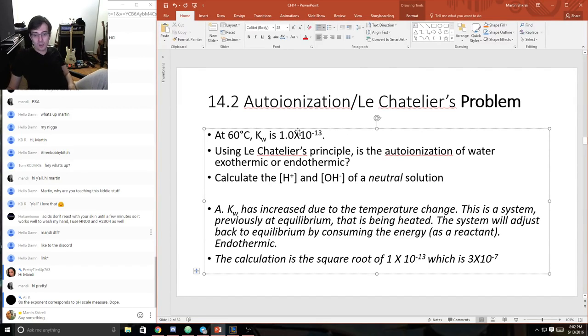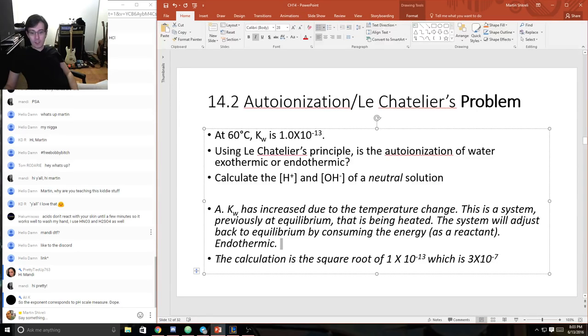And this is a system which was previously at equilibrium, and it's being heated, so that this Kw has gone up. The system will adjust back to equilibrium by consuming the energy. So this is endothermic. It's taking in this energy. It's being heated, so it has to get back to equilibrium, and ultimately energy is a reactant.